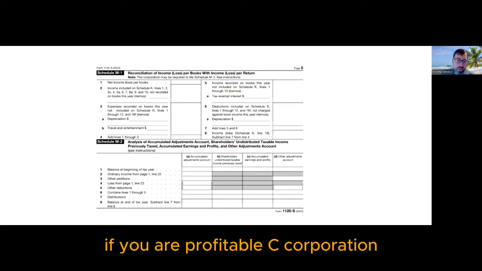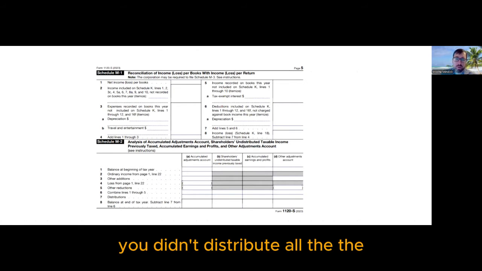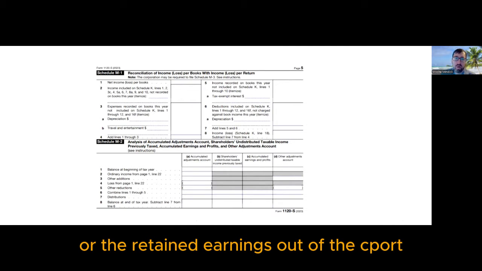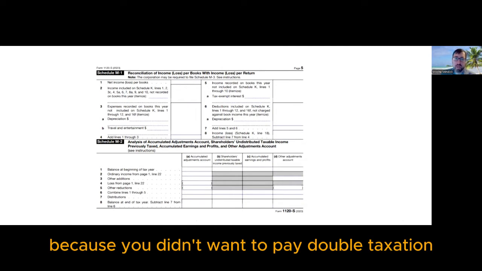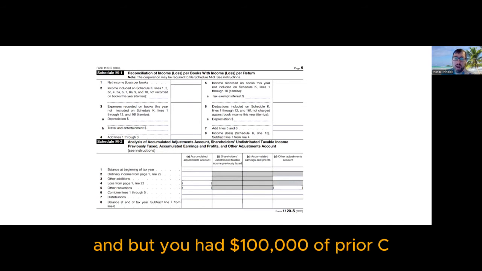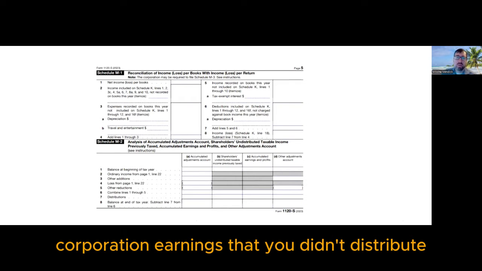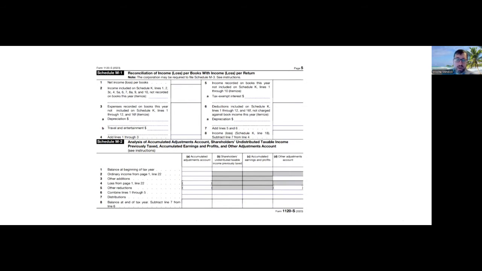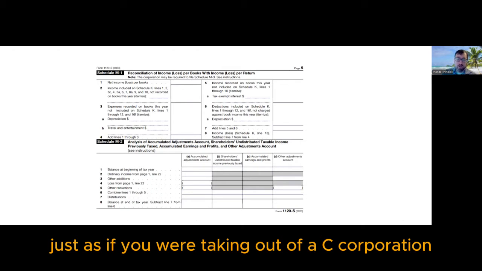If you were a profitable C corporation, you didn't distribute all the dividends or the retained earnings out of the C Corp because you didn't want to pay double taxation. So now you come into January 1, you're converted to an S corporation, but you had $100,000 of prior C corporation earnings that you didn't distribute. So the rule is you have to tax that just as if you were taking it out of a C corporation.